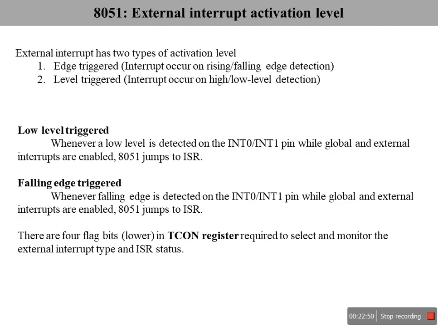External interrupt activation level. So 8051 has different types of activation level. External interrupts have two types of activation level. The first activation level is edge triggered. What do we mean by activation level? The activation levels are the conditions which are seen on the external pins. So what condition will decide that an interrupt has to be generated?